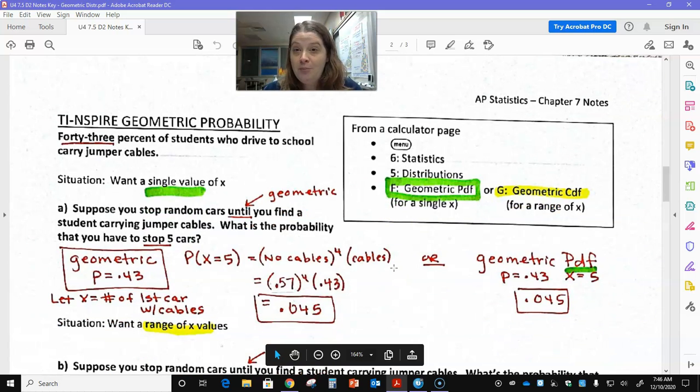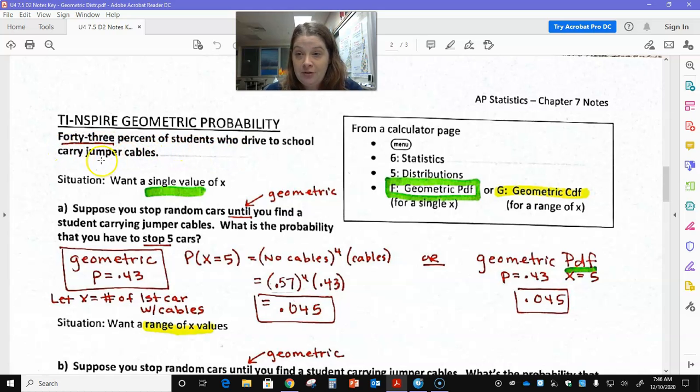Again, with our TI-Nspire, we can do a lot of this, and you can do a lot of these by hand as well, and they're very easy to do. With the TI-Nspire, for example, 43% of students who drive to school carry jumper cables. The situation is we want a single value of X. When we're talking about a single value of X, we're going to go for the one that says geometric PDF, or probability density function. This gives us 1 X value.